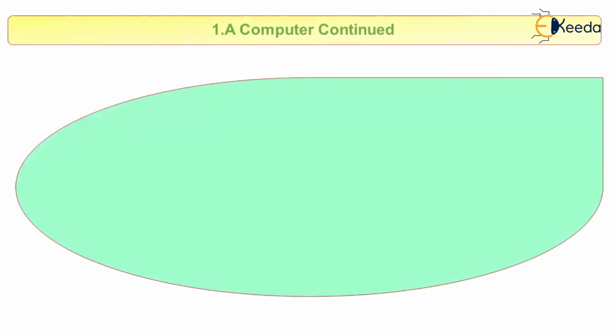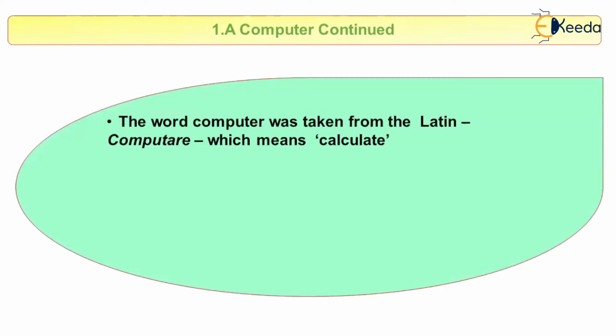Now let us see how the word computer came about. The word computer was taken from a Latin word, computere. Now in Latin, they used to call it computere, which had the meaning of calculate. Whatever you say, it will calculate and it will give you the desired output and result.